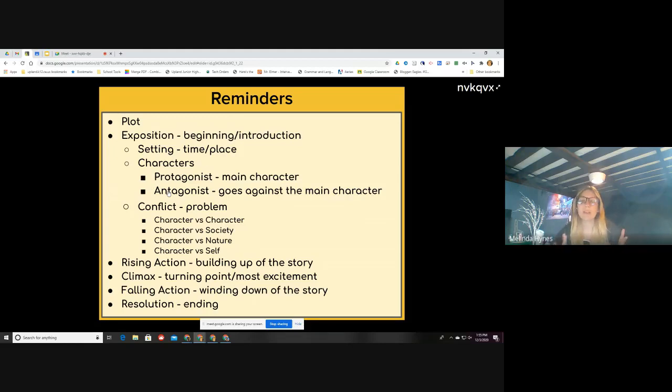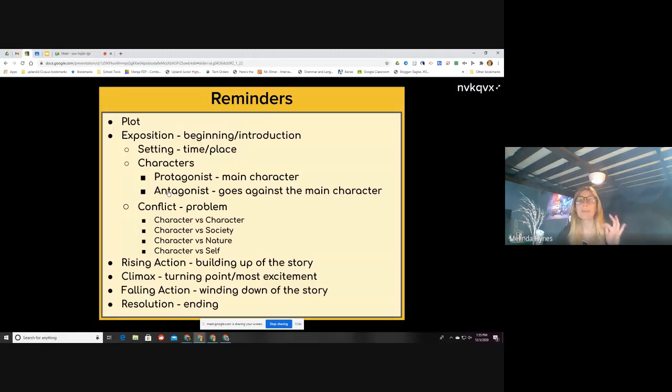And remember, plot just refers to any story, basically. So whether it's plot in a story you're reading or plot in a story that's on film, such as on TV or on a movie, it's all the same, and it all includes the same elements. So no matter what kind of story you're watching or reading, you are going to be dealing with all of these things. So exposition, rising action, climax, falling action, and resolution.